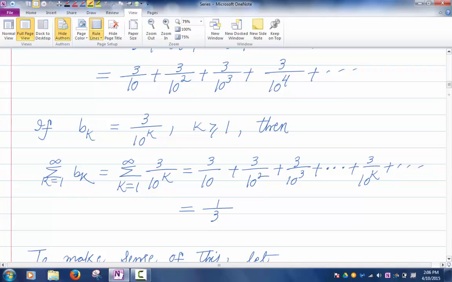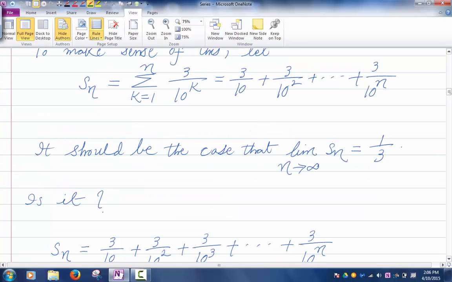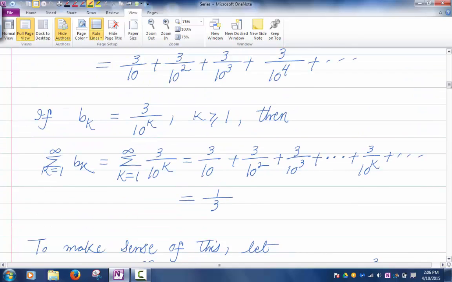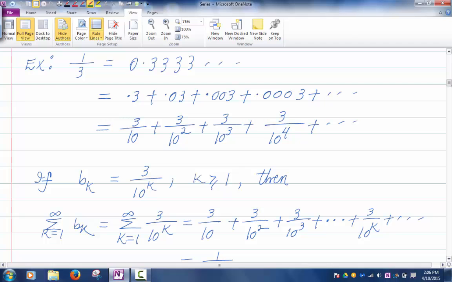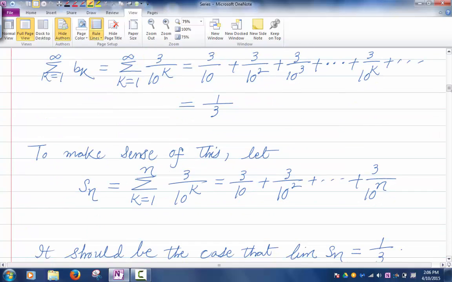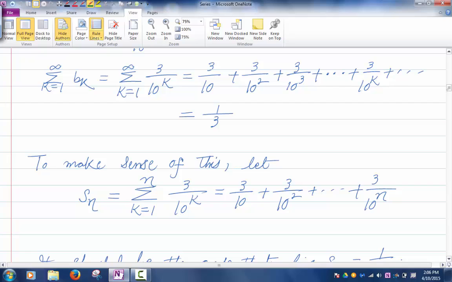And it seems like this infinite sum, this series, should be equal to 1/3, right? Because remember, I started with 1/3, and found out that 1/3 should be equal to that series. So the sum of this series should be 1/3. But what does it mean that the sum of the series is 1/3? What do I mean by that? If I don't know what I mean by that, I might be doing a lot of bad stuff with it.